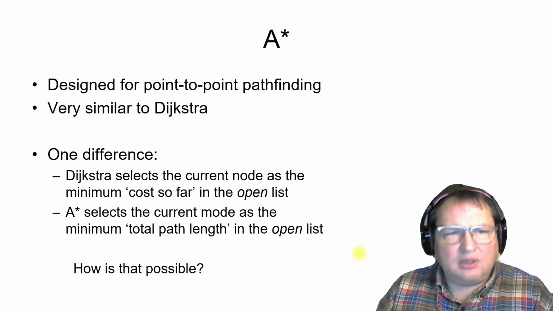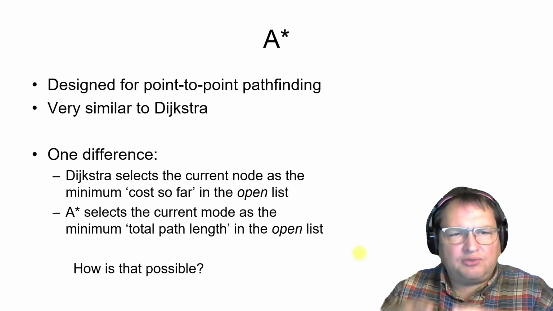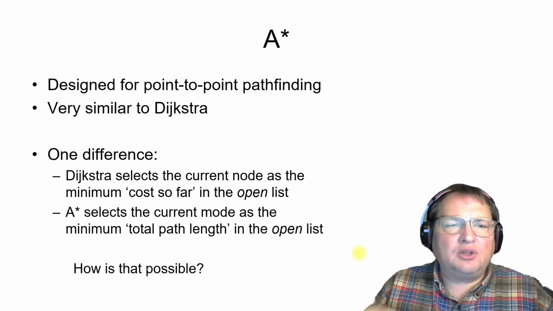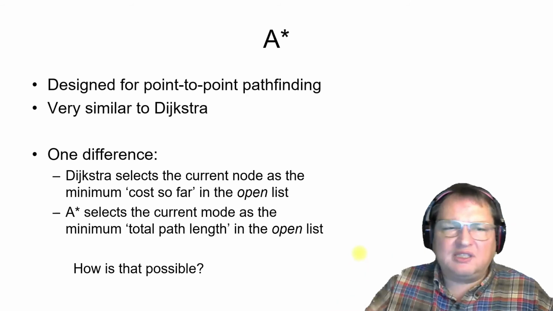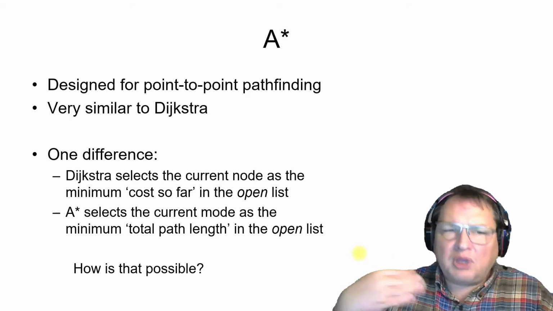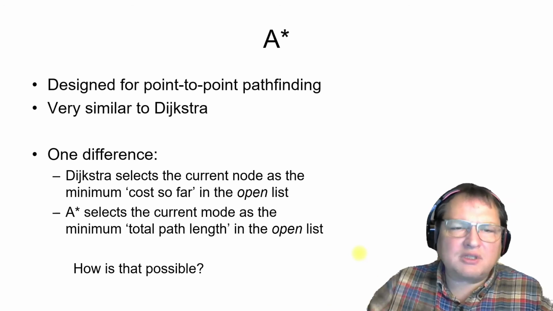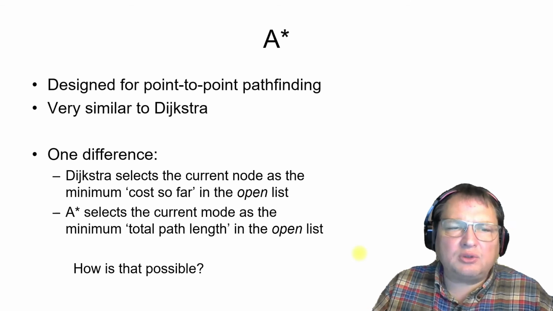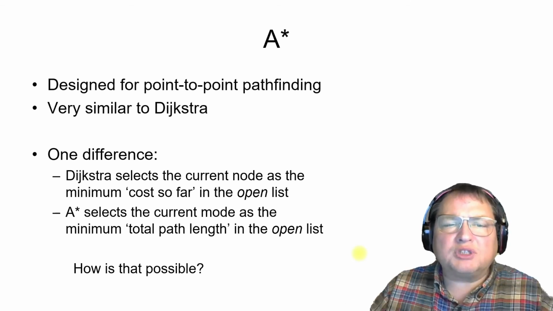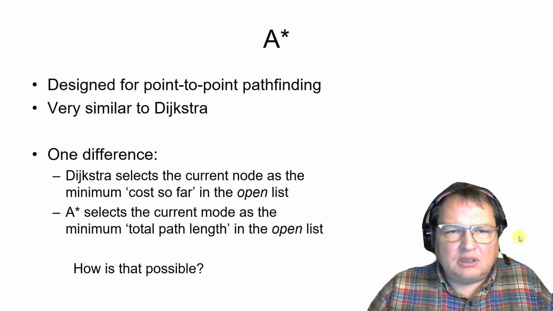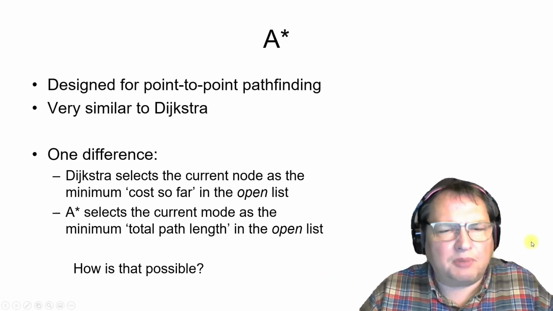It's nearly identical, but there's just one major difference. Dijkstra selects the current node from the open list as the node with the minimum cost so far. And A-star goes one step further. It selects the current node as the minimum total path length from the open list. But how is that possible?